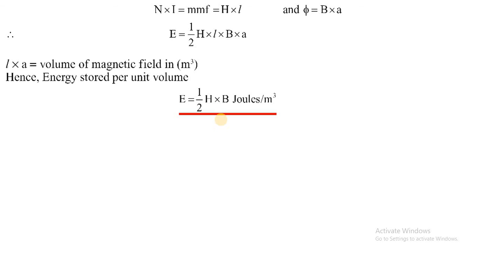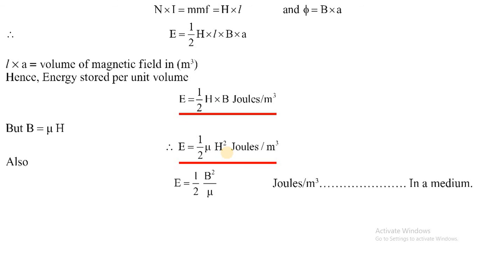Clearly understood till this? Yes, ma'am. Okay. Now you can simplify all equations on your own. I'll use the next relationship, B is equal to mu H. I'll put it in the above equation. If I use B is equal to mu H, I'll get E is equal to half mu H square. That is the second form.